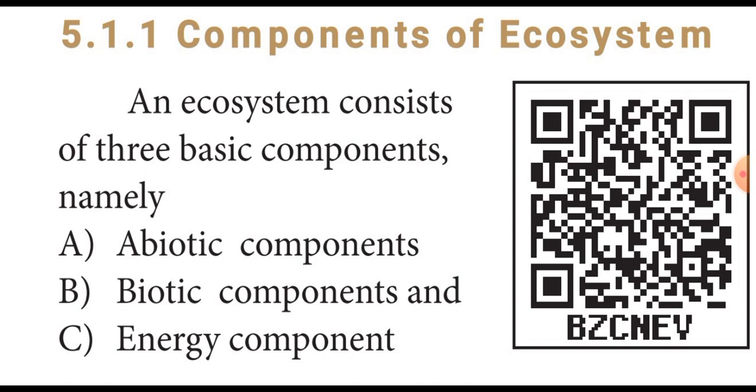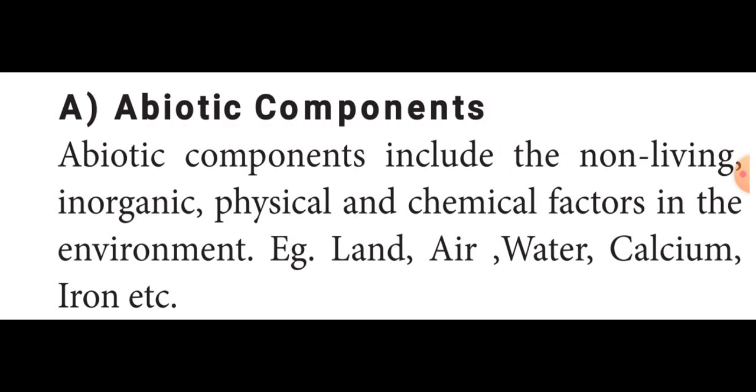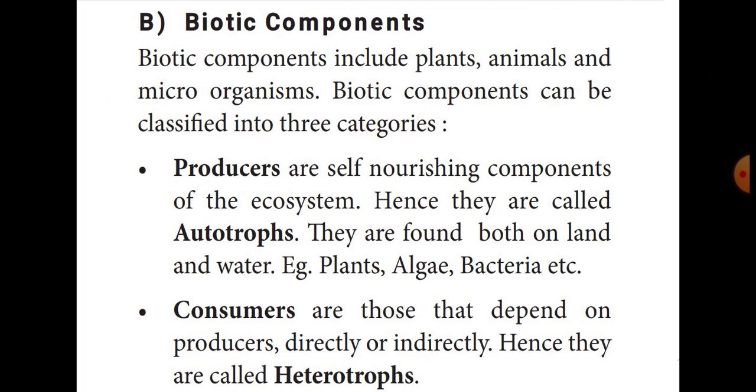Then next we learned about the components of the ecosystem. There are three basic components. What are they? Very good. Abiotic components, biotic components and energy components. Abiotic components include non-living, inorganic, physical and chemical factors, for example land, air, water, calcium, iron, etc. Biotic components include plants, animals and microorganisms.